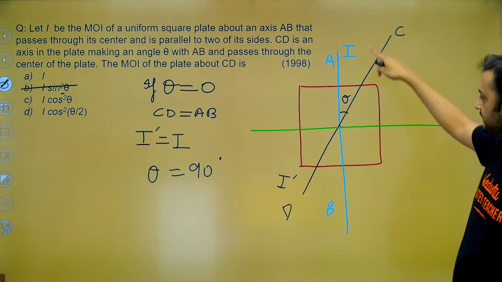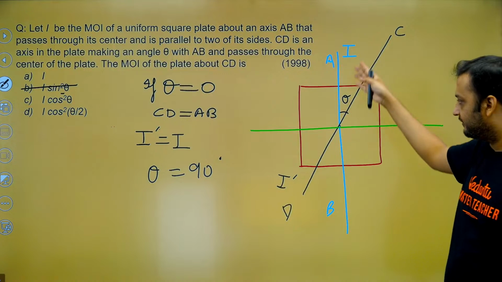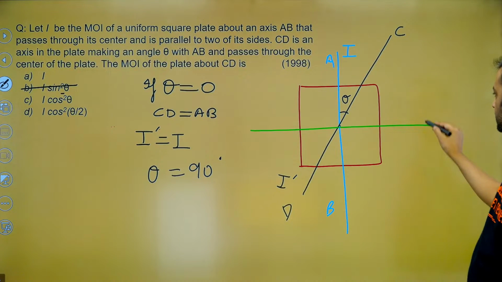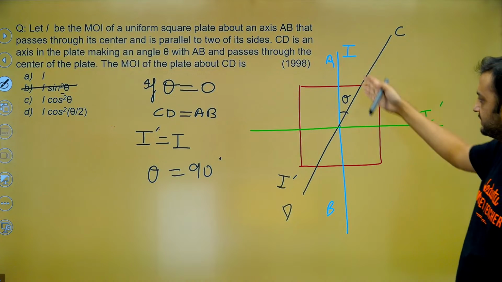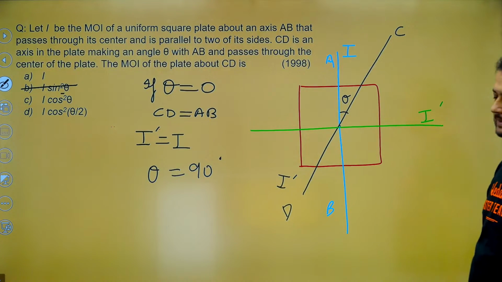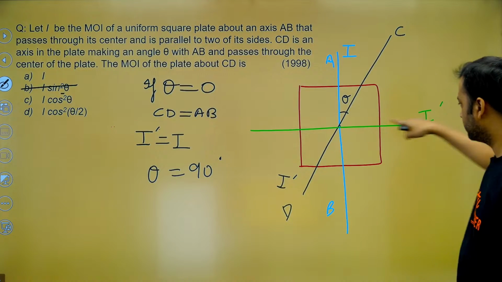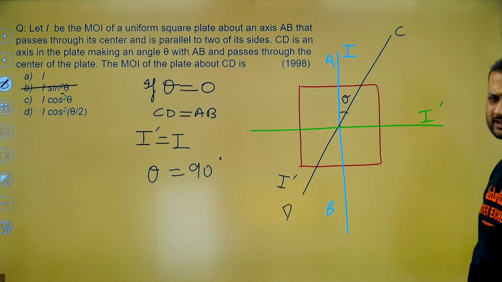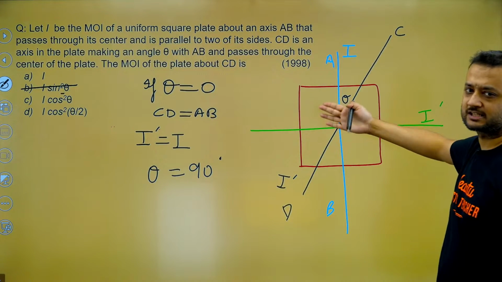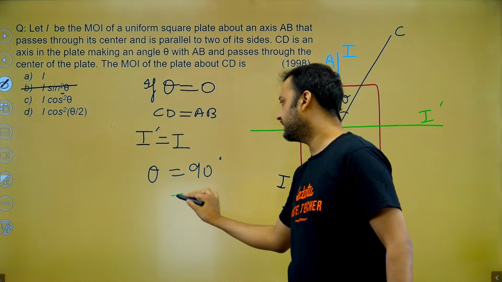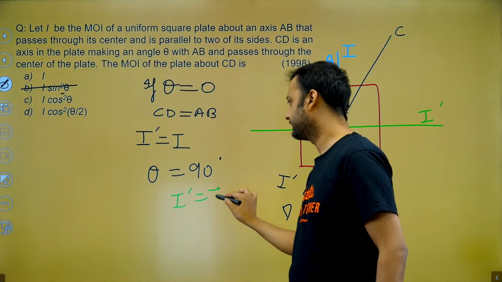Now it is very easy to see that the square plate will have equal moment of inertia about the blue axis and the green axis, because it is symmetrical with respect to these two axes. If the moment of inertia is I about this axis, it should also be I about this axis. It's a square, it's symmetric. So I dash will be again I.